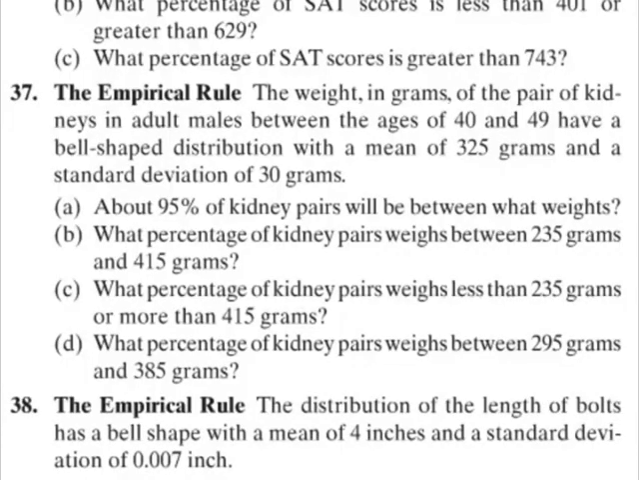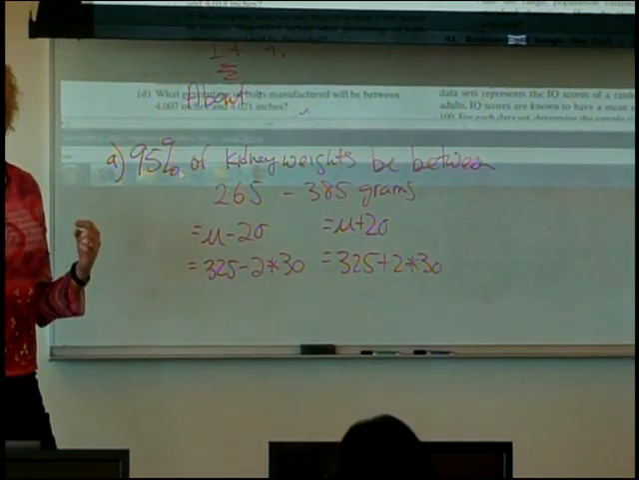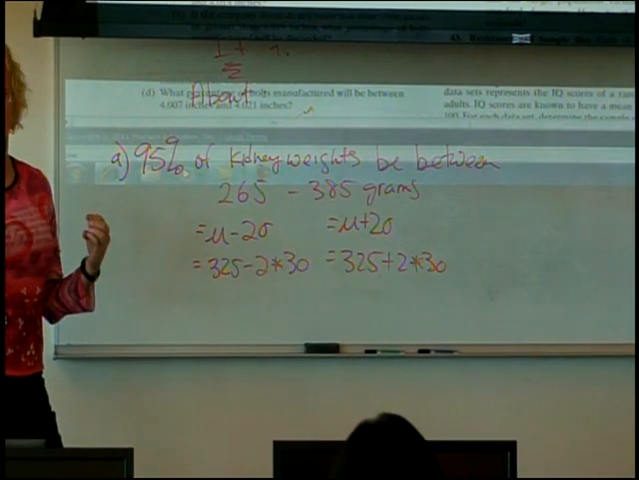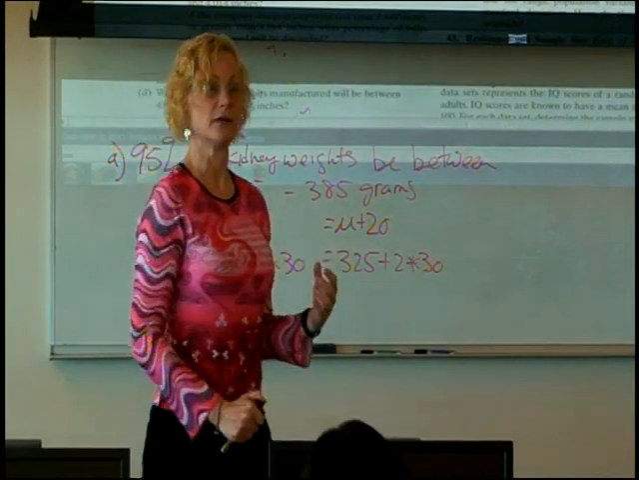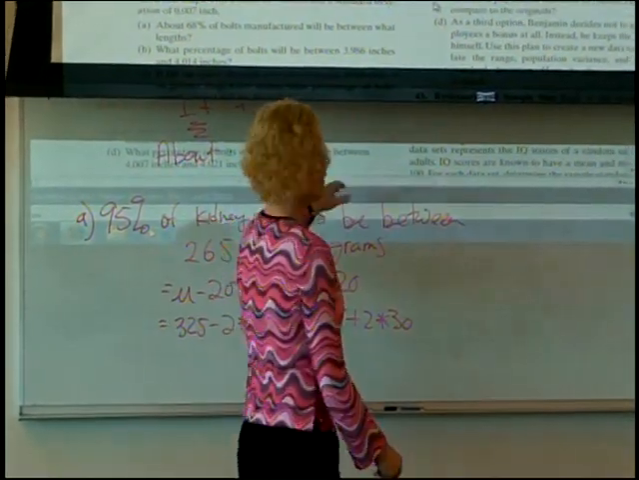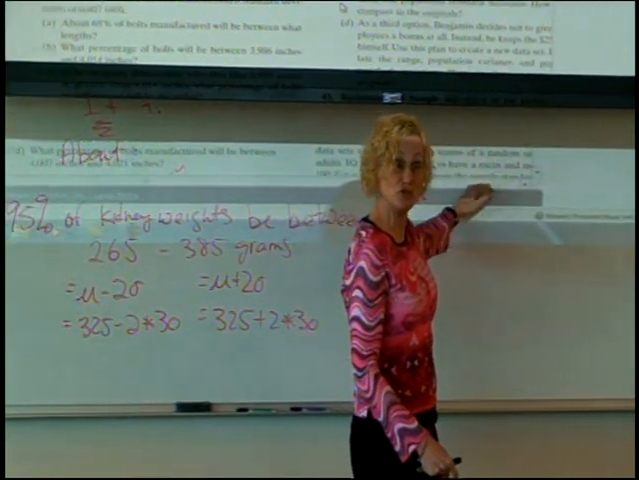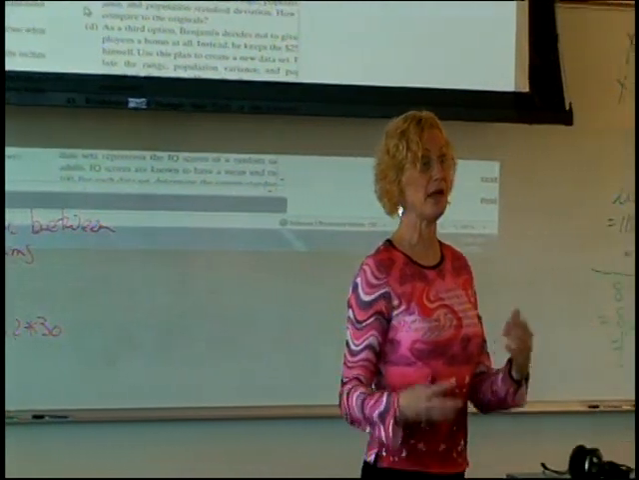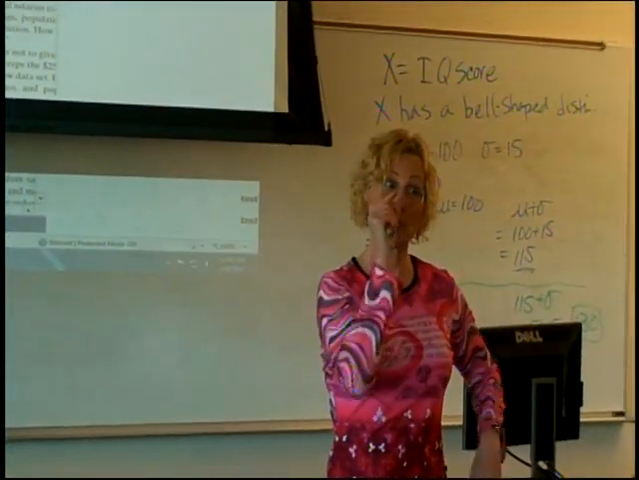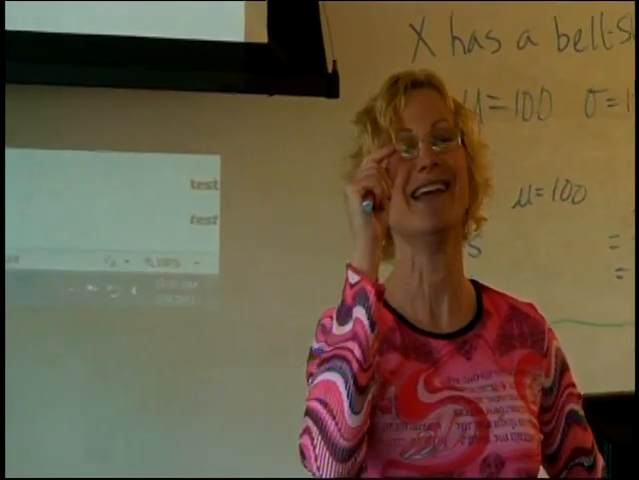Yeah, Lauren? How do you know we have to add 2? Okay, what about the problem? Do we know we had to add and subtract 2 standard deviations? The 95%, yes, exactly. The rule said that 95% of the data is within 2 standard deviations of the mean. Now remember, the 2 isn't the value of the standard deviation, it tells you how many you need to add and subtract to get those bounds.